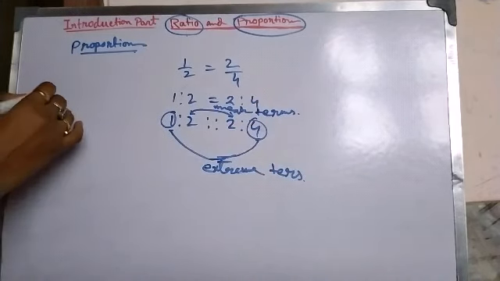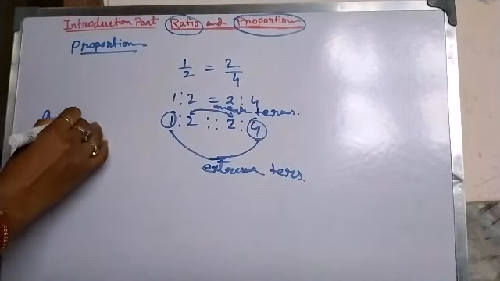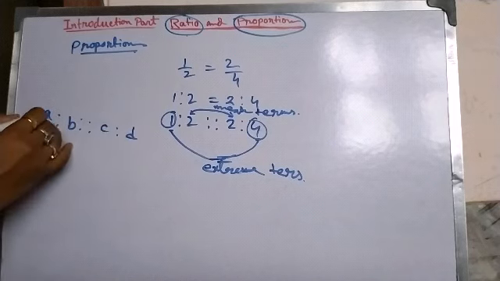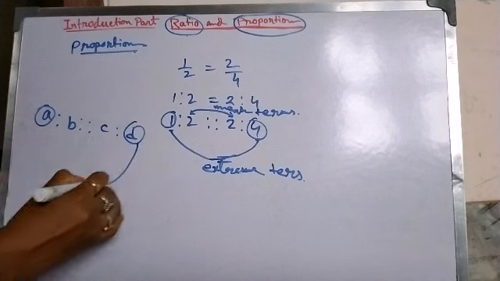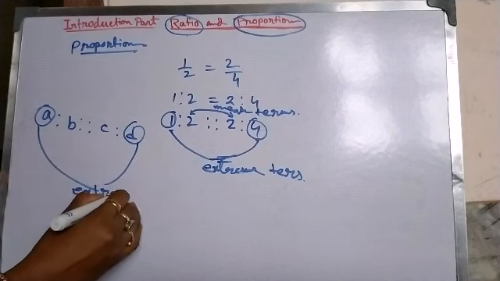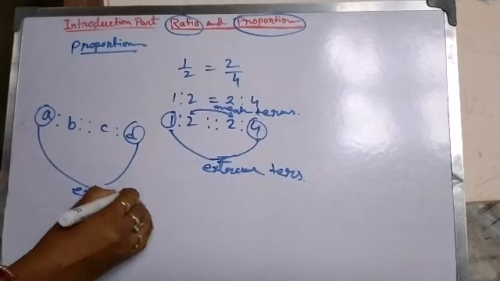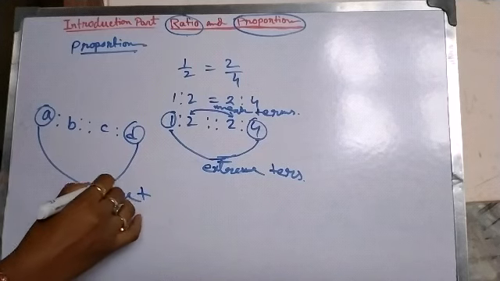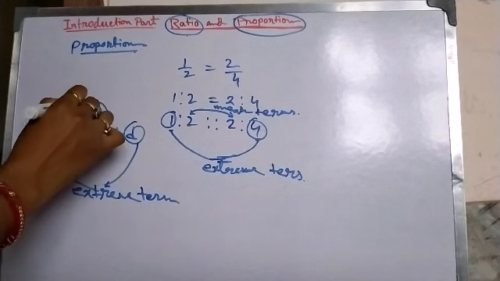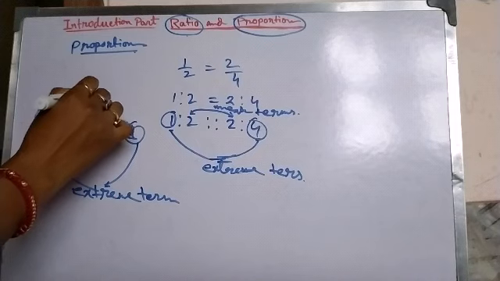I'll write properly here. Suppose A is to B proportion C is to D. So here this and this are extreme terms, and these are mean terms.